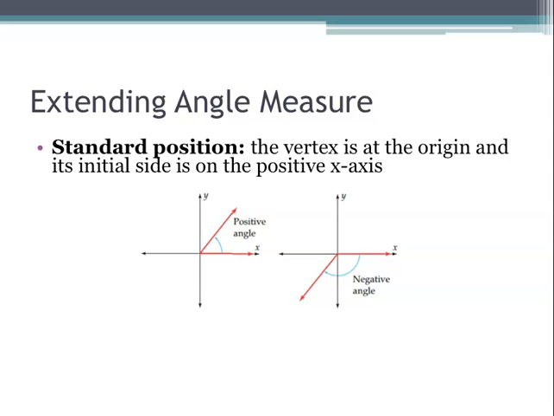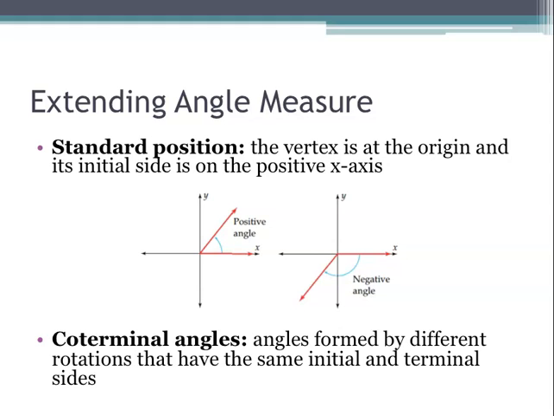Okay, another term that will be important for you to know is coterminal angles. So coterminal angles are angles that are formed by different rotations that have the same initial and terminal sides. So if you think about these pictures that we have here, there are multiple ways you can rotate to get to the same endpoint, right? So for both of these, we start in standard position, so we're starting on the positive x-axis. For that first one, for example, we rotate up.